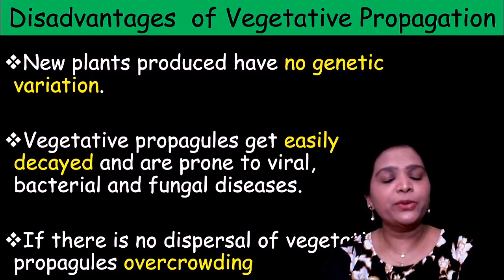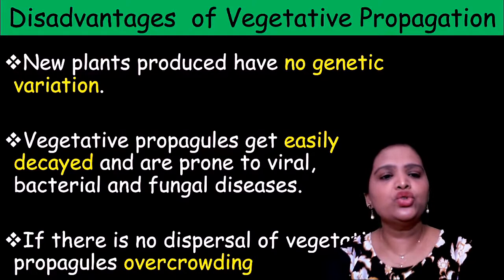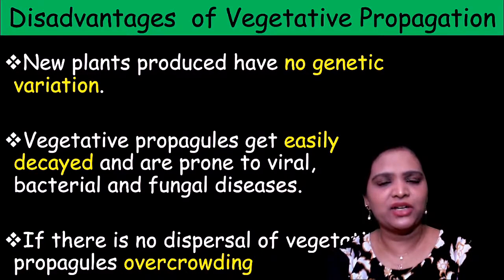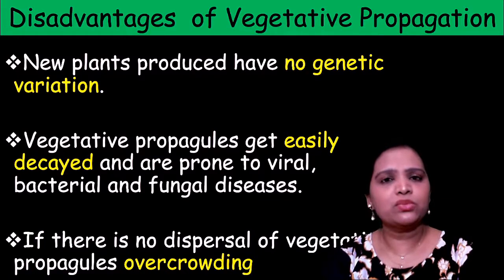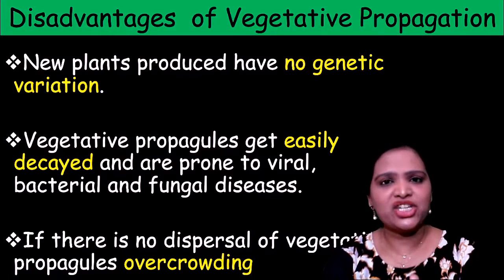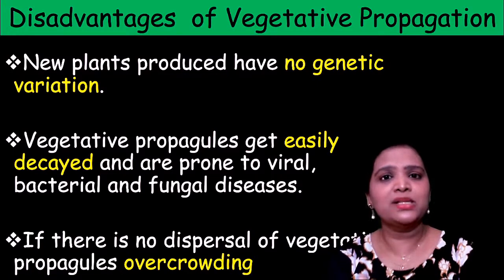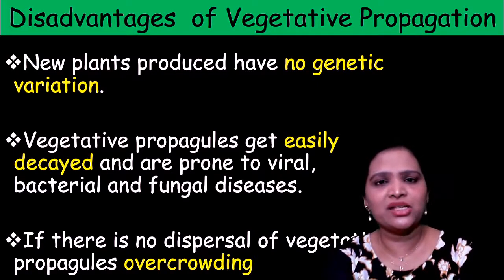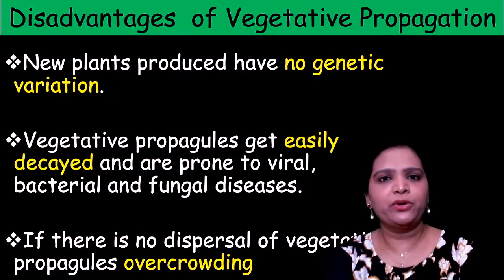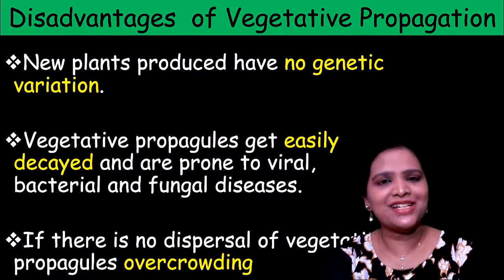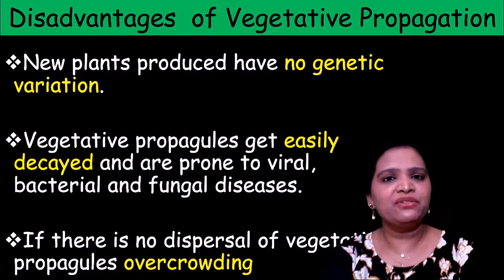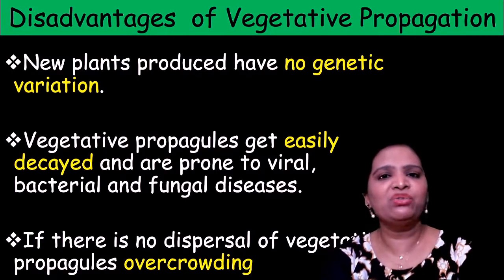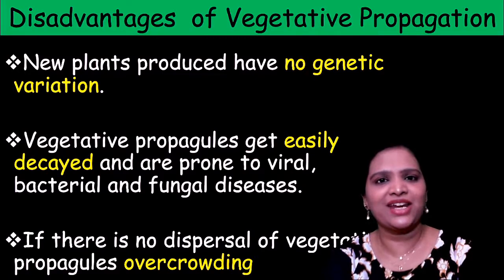And vegetative propagules get easily decayed and are prone to infections like bacterial, viral and fungal infection. What do vegetative propagules mean? These adventitious roots, buds, rhizomes, bulbs, bulbils, all these modifications, no? These are called vegetative propagules. Vegetative propagules means the structures which help the plant to reproduce asexually. So if these structures get decayed, or get infected by virus or fungal infection, what will happen? The young ones will also have those diseases. The plants will be a diseased variety, right?